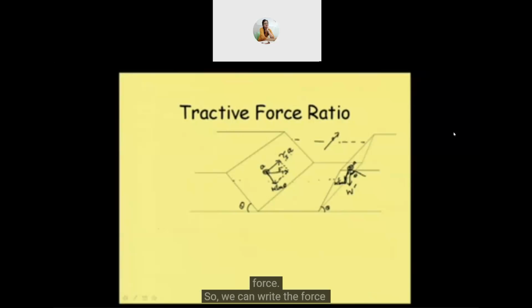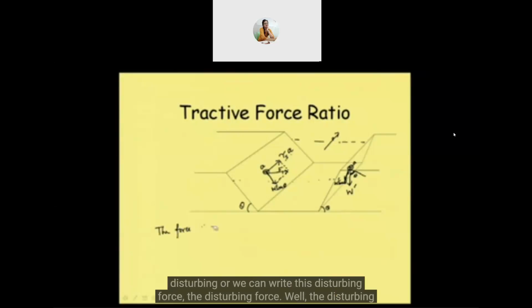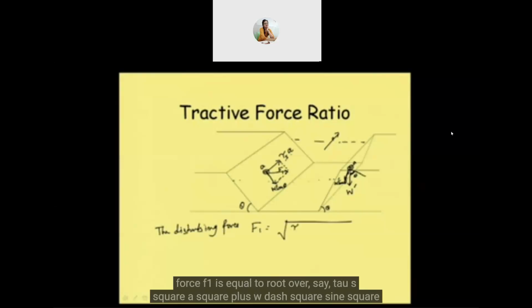So we can write the disturbing force. The disturbing force F1 is equal to root over tau s square A square plus W dash square sine square theta. Well, so that is our disturbing force, and I am writing this as F1.